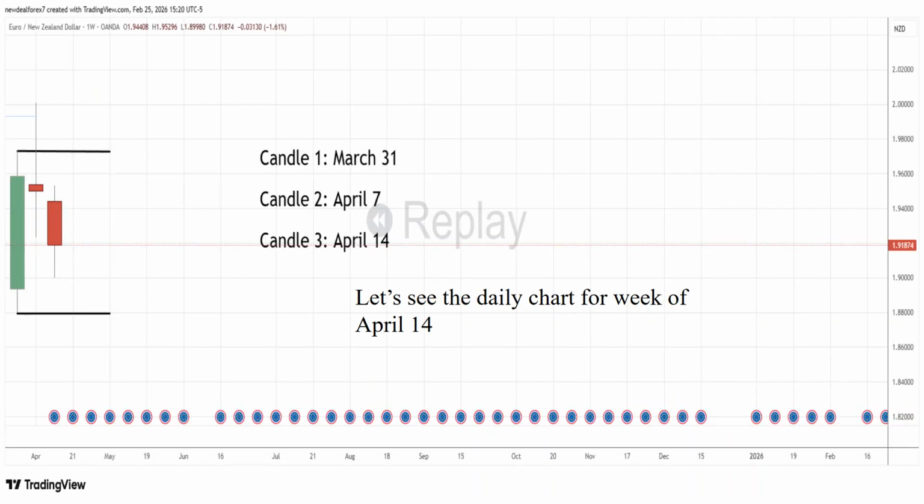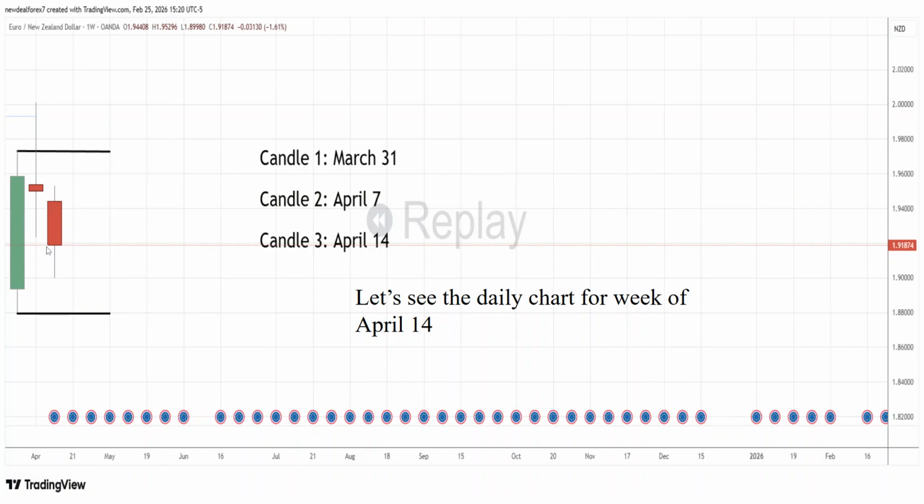All right, here's a short example now. So we have the range candle for the week of March 31st. Candle 2, which is consolidation, the week of April 7th, and then candle 3, which is our trading time frame, April 14th. So let's take a look at the daily chart for this one red candle right here.